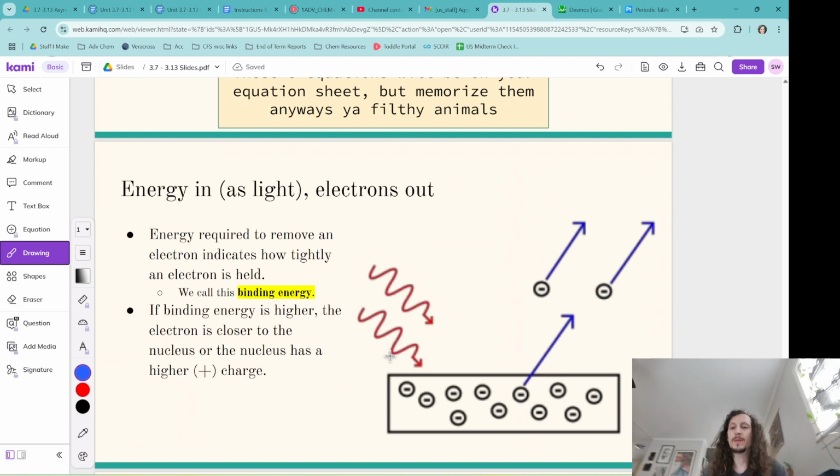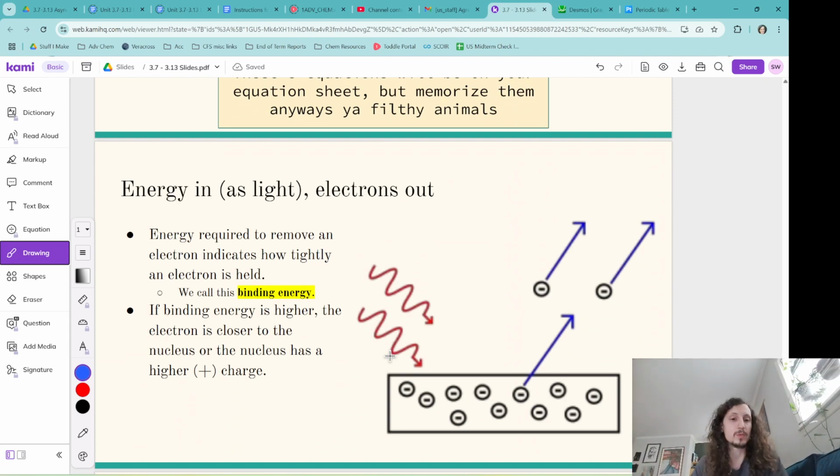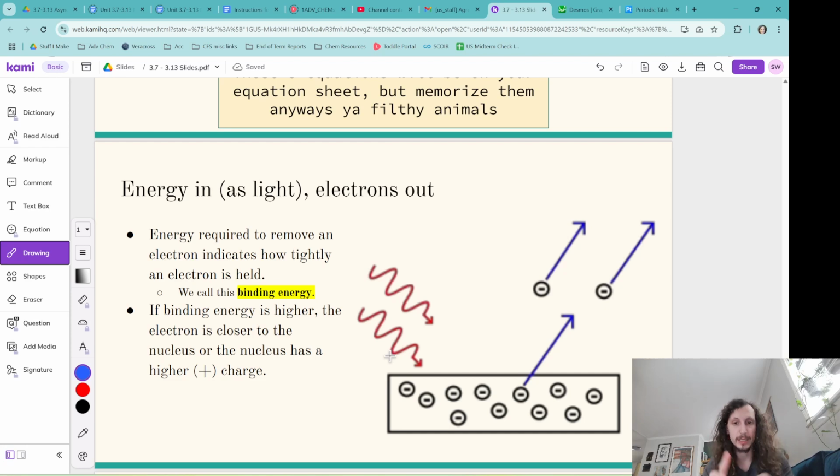Okay. Now, I mentioned the photoelectric effect. That is when you shine energy, as we've got in the diagram, and it hits an electron, and it can eject the electron, right, if it gives it enough energy. There is a specific amount of energy needed to do that. We call this the binding energy of an electron, and it tells us ultimately how tightly that electron is held to the atom.